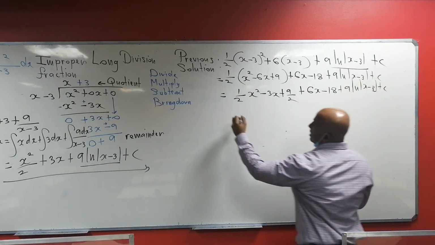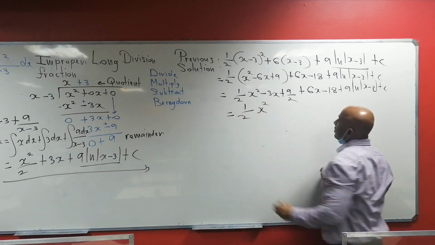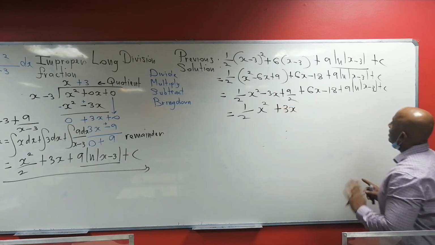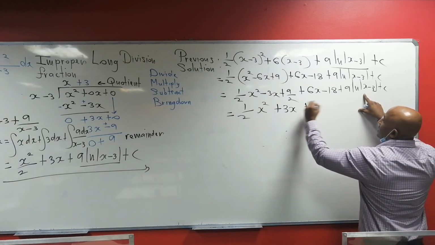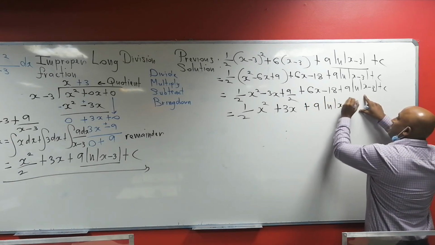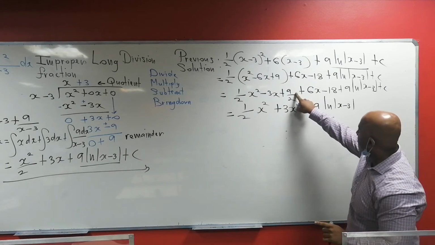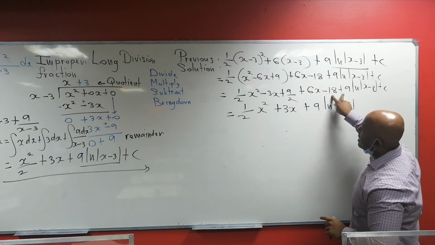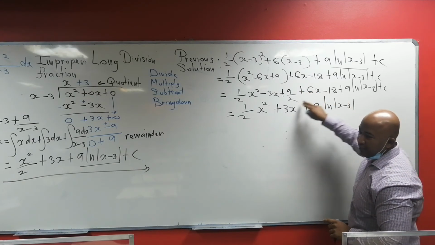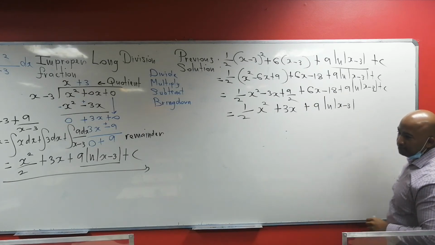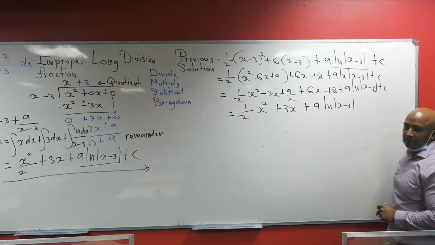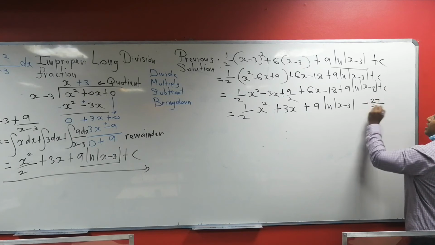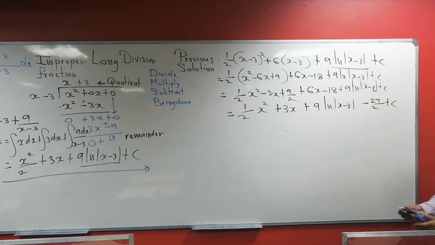Let's add up our like terms now. So I've got 1 over 2 x squared there. 6x minus 3x is going to be a positive 3x. Then I got my plus 9 ln x minus 3, and now my constants. I got 9 over 2 minus 18. So that's 4.5 minus 18. What do we get then? Minus 27 over 2 plus c.